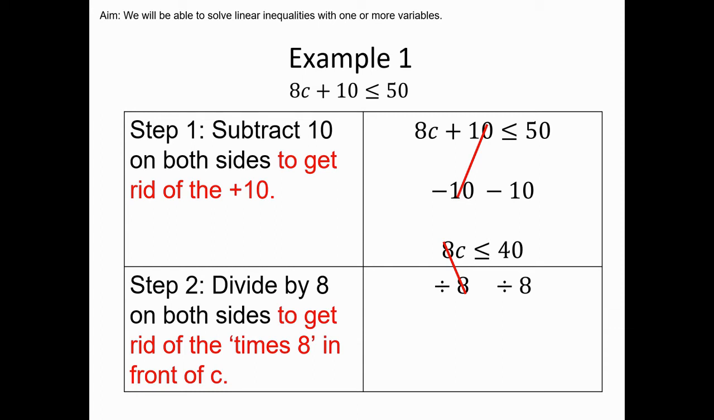If anything else happens, I'm doing something else wrong. So on the left side, there's a normal c now. All the 8s are gone. But on the right side, 40 divided by 8 is 5. Now notice the sign never swapped the entire time because we didn't multiply or divide by a negative number.